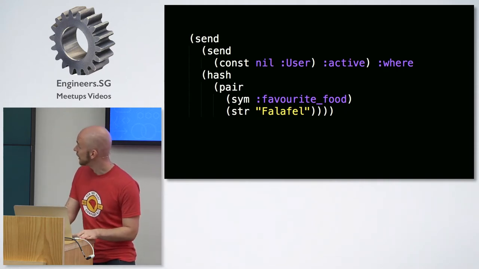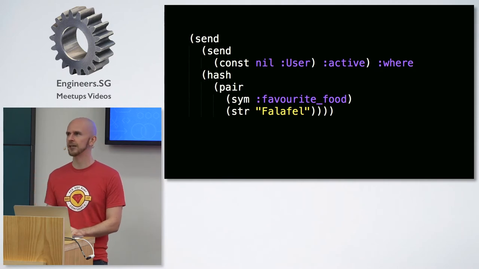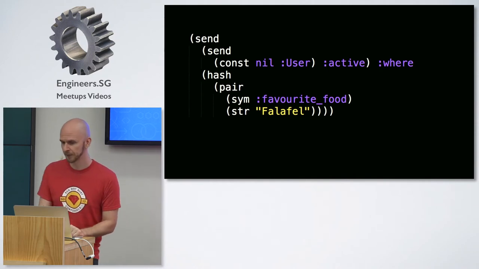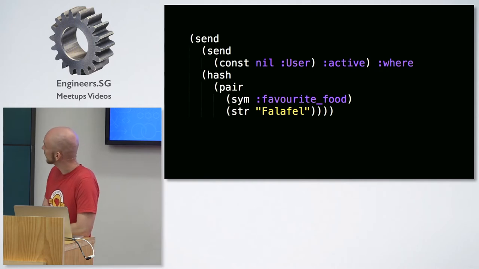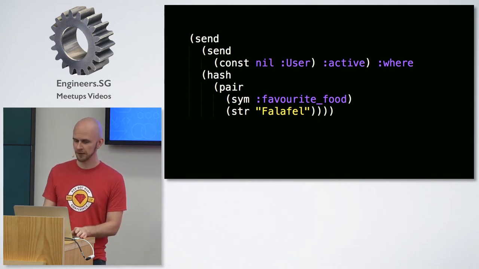So the resulting abstract syntax tree looks like this. It contains a total of 7 nodes. You can see that by the fact that there are 7 lines. Each line begins with a node, and you can see the nesting by looking at the indentation. There's a single root node, and it's a send node. It is the node that sends the message where. The first child of the send node is another send node. That is the receiver, which is the message active. And the receiver of that send node is the constant User. The second child of the outer send node is the method name, which is where. And the last child is the arguments, which is a hash that contains a pair, where the key is a symbol and the value is a string.